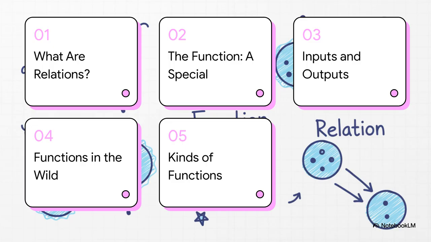Okay, so here's our game plan. First, we're going to look at the big picture. What are relations? Then, we'll zoom in on functions, which are a special type of relation. After that, we'll get into the lingo, inputs and outputs, and then the fun part, spotting these things out in the wild. And to wrap it all up, we'll take a quick peek at some different flavors of functions. Sound good? Let's get started.